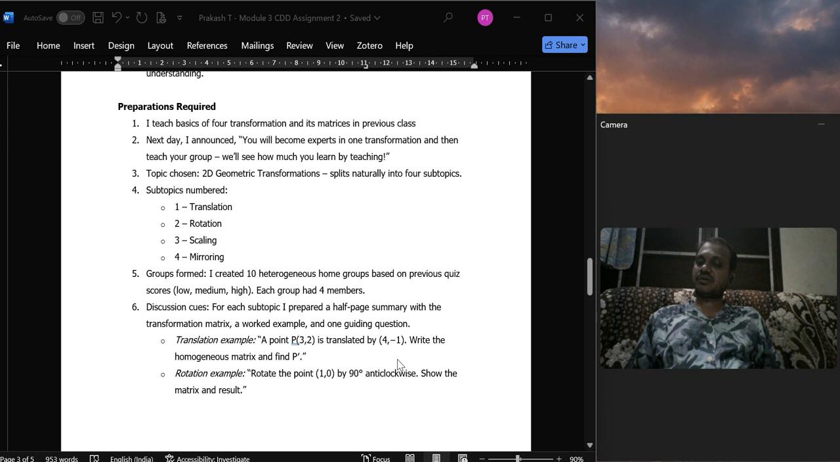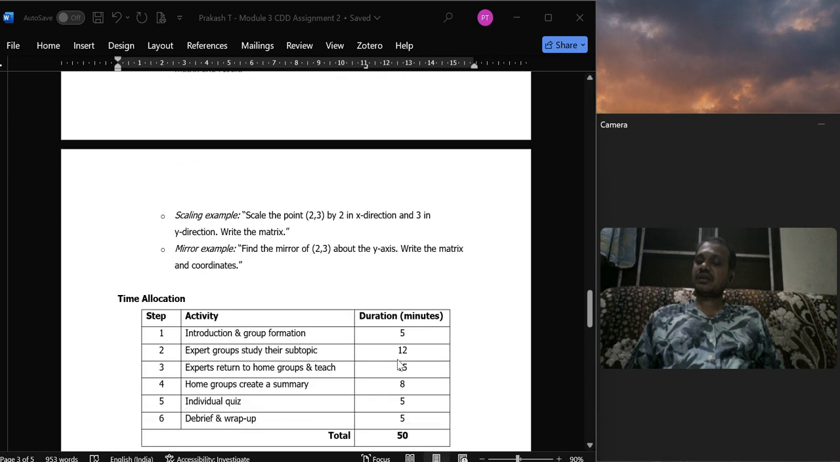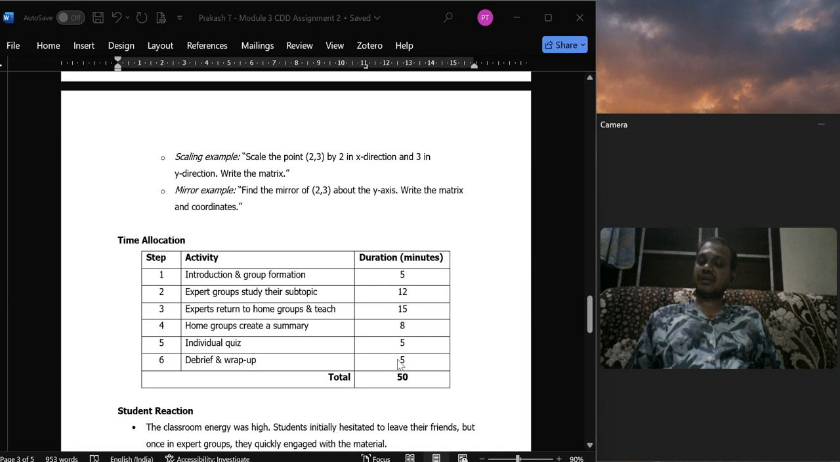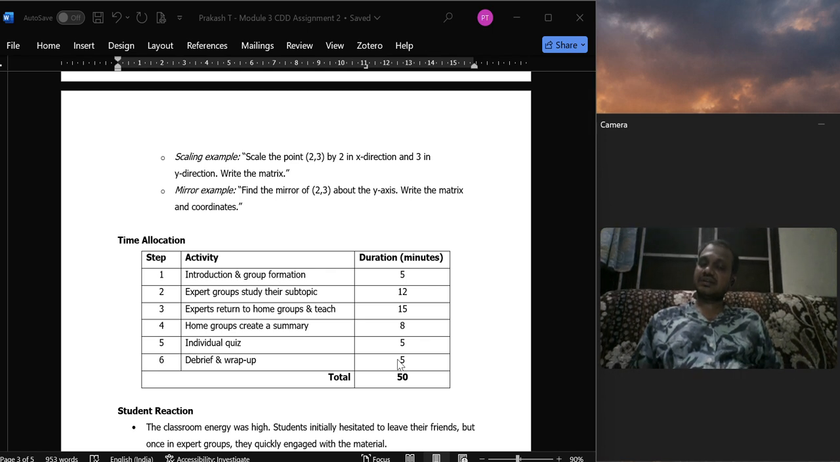Discussion cues: I prepared some discussion cues and gave some examples, like a translation example: a point (3, 2) is translated to (4, 1). The time allocation nearly took more than 50 minutes, but I constructed it for 50 minutes only. Group formation 5, expert group study of the subtopic 12, return to home group 15, home group summary 8, then individual quizzes and a debriefing or wrap-up.